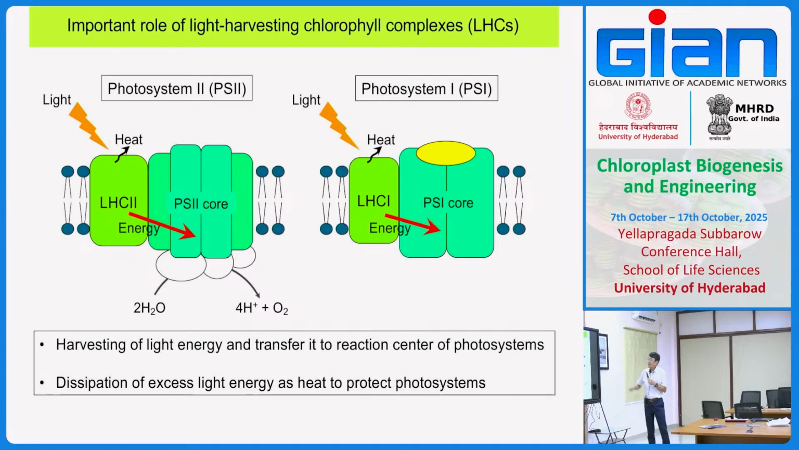And also another light harvesting complex, LHC1, is associated with the PS1 core. Very similar structure, but a little different. This also transfers energy to the PS1 core to make the antenna size larger. It's not so clear to me, but some excess energy is probably also dissipated as heat if the light is excess. But this part for PS1 is less clear than PS2.